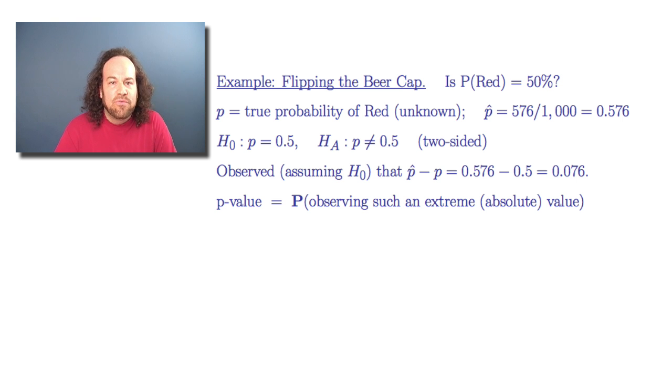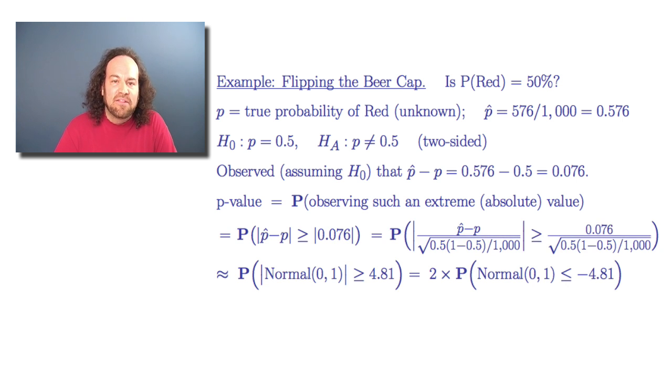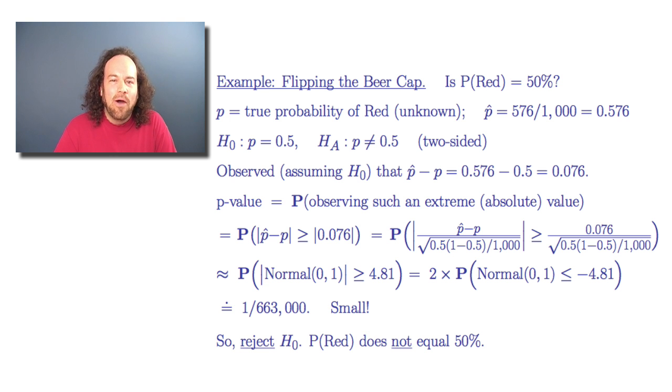And we can use our same trick as before. We can rewrite things by dividing by that square root of p times 1 minus p over n, and we end up saying that it's the same as the probability that the absolute value of a normal is at least 4.81, which is, of course, twice the probability that a standard normal is less than or equal to minus 4.81, because it could be less than minus 4.81 or more than 4.81. And that works out to about 1 chance in 650,000. So again, it's extremely small.